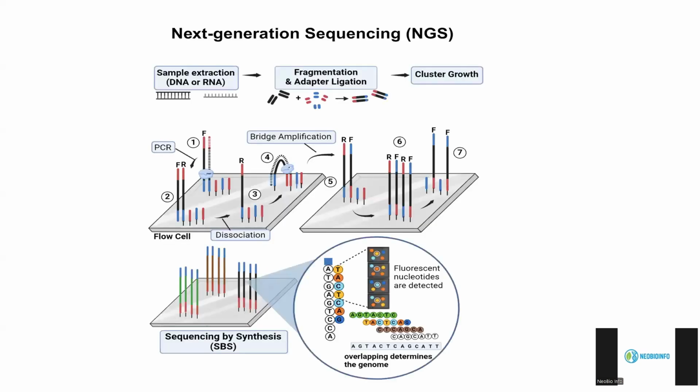So this is the graphical visualization of second generation sequencing. DNA is extracted from the sample, fragmentation and adapter ligation are performed, and cluster growth is performed by PCR bridge amplification. These are the bridges that amplify, and the sequencing by synthesis method is performed, where the fluorescent nucleotides are detected, and on that basis the overlapping reads are determined.